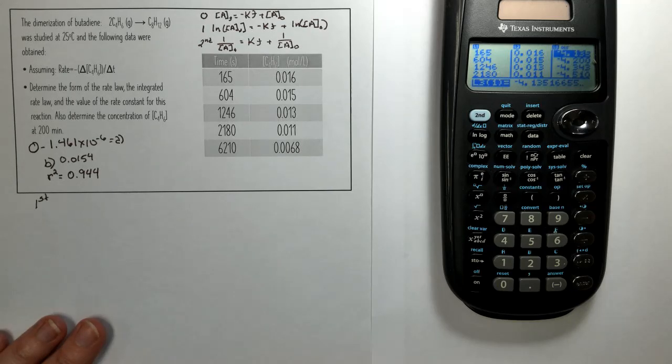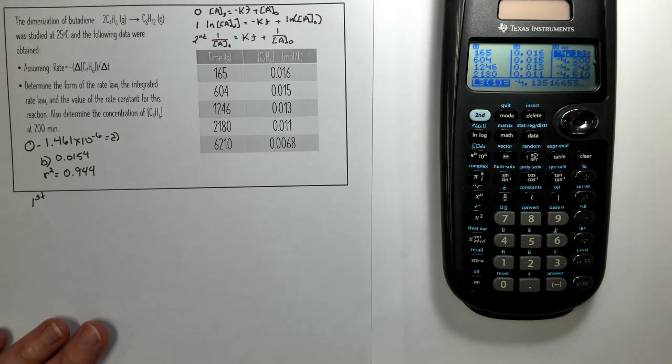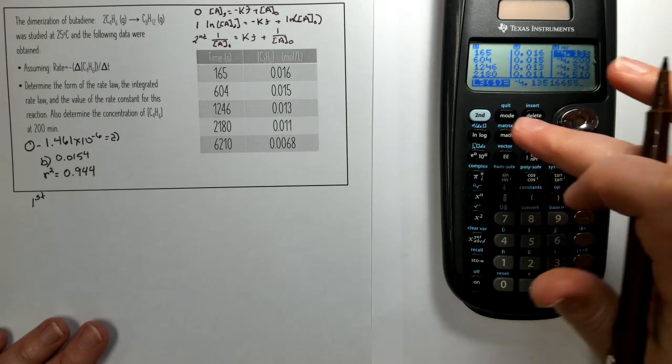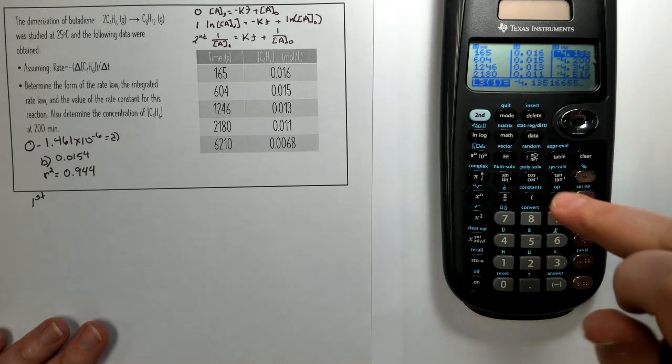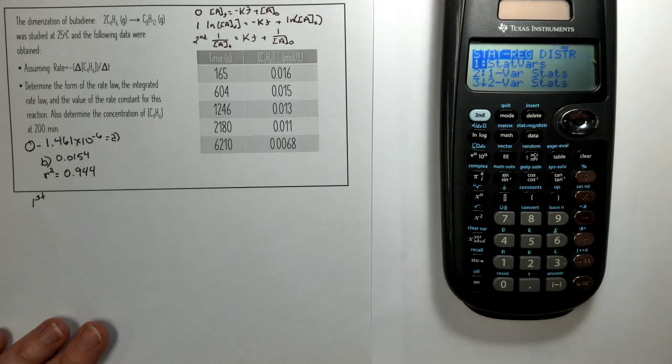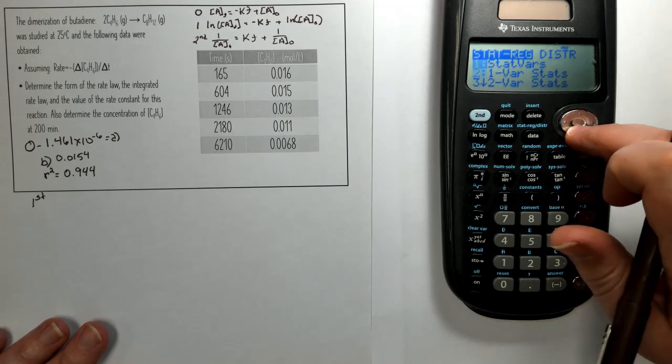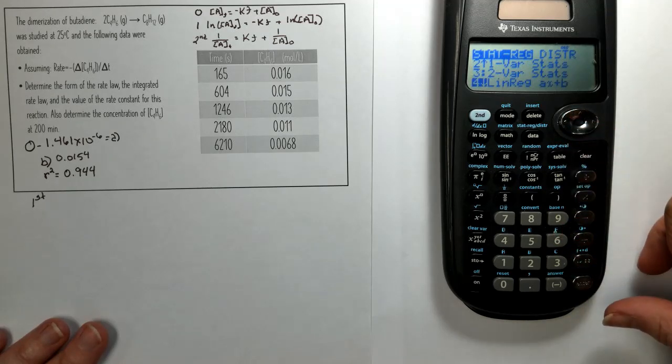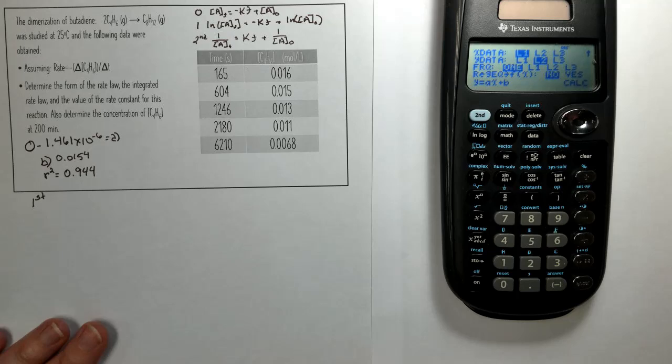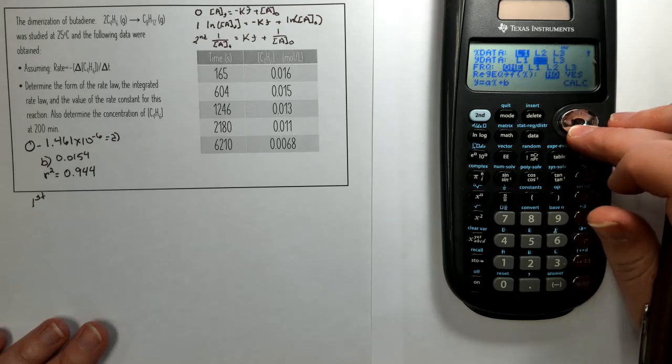Okay, so now we're going to do the linear regression for this one, and to do that you hit your second function button and your data button, and you're going to come down to linear regression, which is number 4, ax plus b, slope is a, intercept is b.